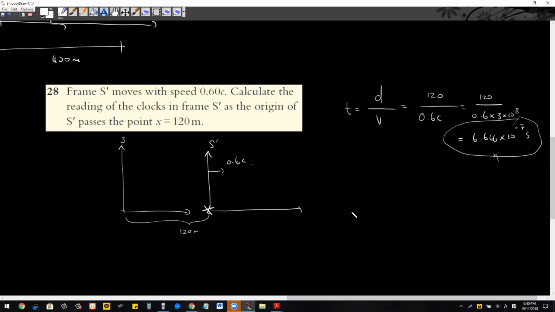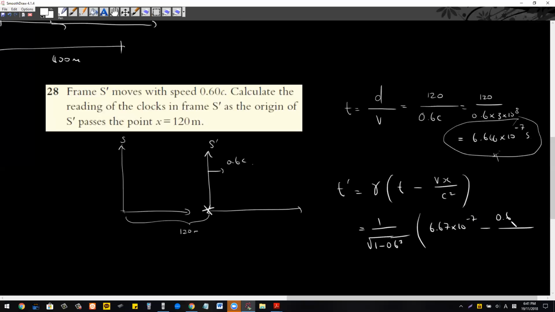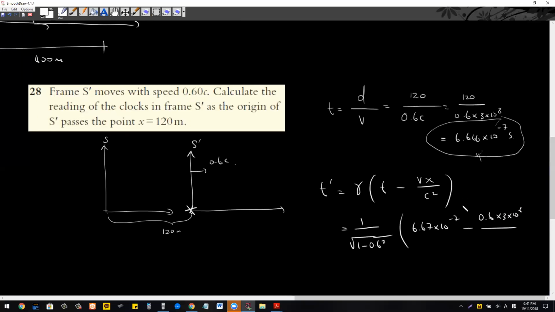So we have to use this: t' is equal to gamma, then t minus vx over c squared. So we use this formula. What's gamma? That's equal to 1 over root of 1 minus 0.6 squared. And then the time is this one here, 6.67 times 10 to the power of negative 7, minus, this is 0.6, times 3 times 10 to the power of 8, times the position according to the frame S, x is 120. Over 3 times 10 to the power of 8 here.